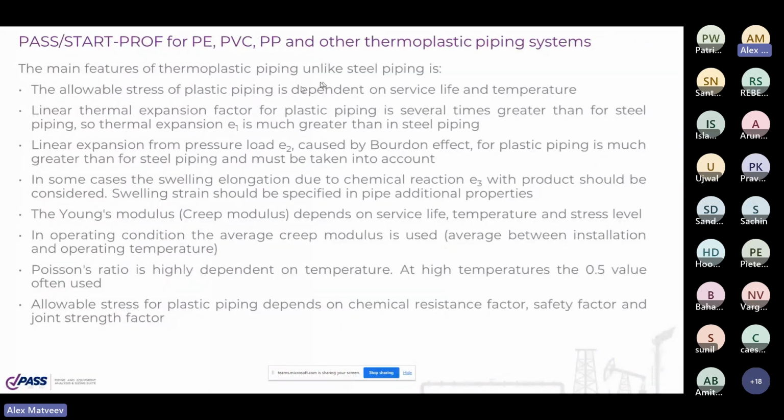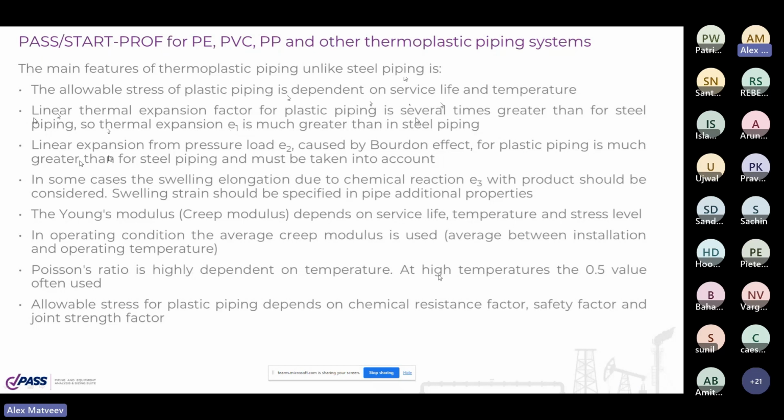Unlike the steel piping, the allowable stress depends on the service life and temperature. For example, for steel piping, the allowable stress doesn't depend on service life. Another feature is the thermal expansion for plastic piping is several times, about 20 times greater than for the steel piping. So the thermal expansion is very important for the thermoplastic piping.